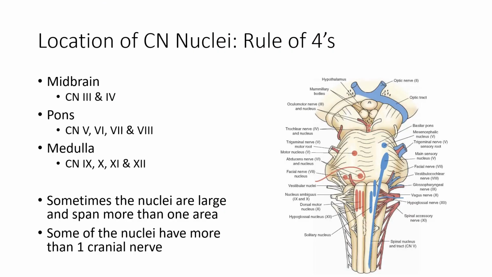So we can see a little picture here for our 4 cranial nerves in the medulla, 4 in the pons, and then midbrain and above. Sometimes the nuclei are really large, so think trigeminal, remember, okay? And they're going to span more than one area, so we want to remember that when we're looking at this. And then some of the nuclei are going to have more than one cranial nerve, like solitary and ambiguous, things like that.